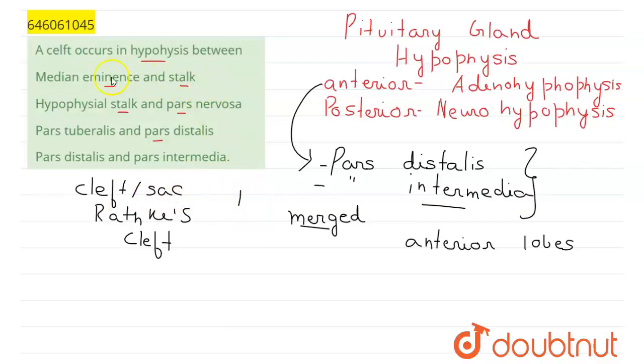Now, thus, if we see the options, median eminence in stalk is a wrong option. These are different parts of the pituitary gland, as I mentioned earlier. Hypophyseal stalk and pars nervosa, again, this is a wrong option. Pars tuberalis is the posterior part where neurohypophysis is present, so this is again a wrong option. The last option, pars distalis and pars intermedia, is the right option for our question. A cleft occurs in the pituitary or hypophysis in between the pars distalis and pars intermedia.